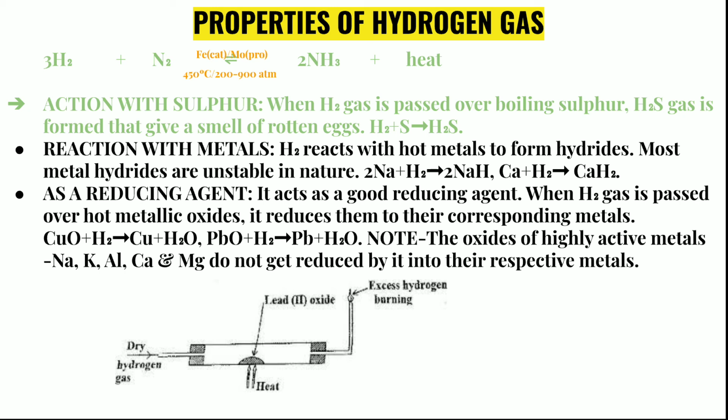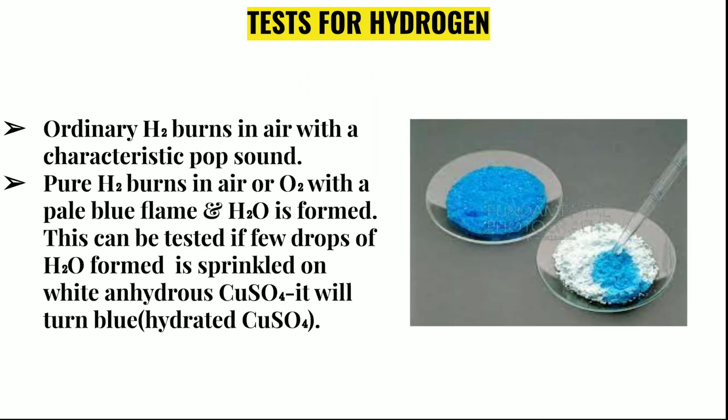So see, when hydrogen is passed over lead oxide, the excess hydrogen coming out starts burning. The test for hydrogen is that it burns in air with a characteristic pop sound. Another is that it burns in oxygen with a pale blue flame, and water is formed, which can be tested by sprinkling it on white copper sulfate crystals, which change into blue hydrated copper sulfate crystals.